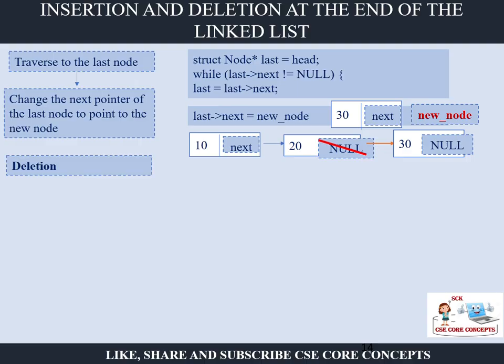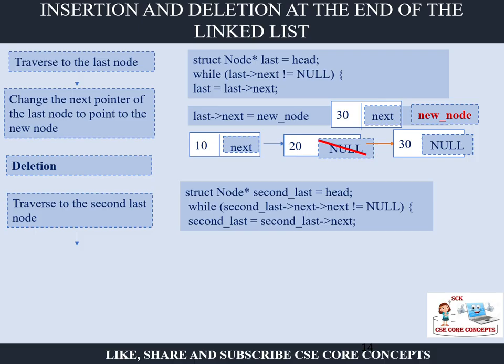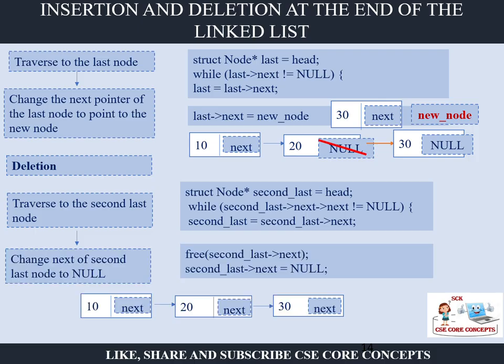Simple. Now if you want to delete that last node, what will you do? You will go till the second last node, not till the last node. You go till the second last node and set the next pointer of the second last node to null. As simple as that. You have reached 20, the second last node, and you make its next null.